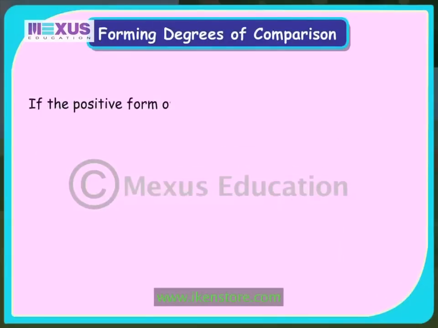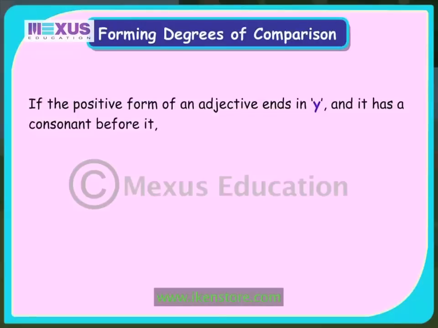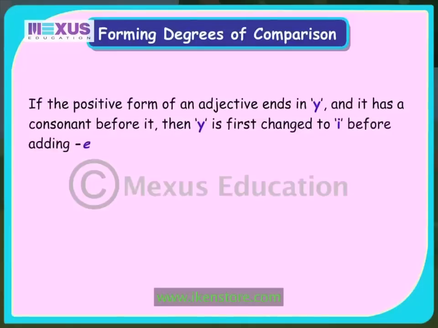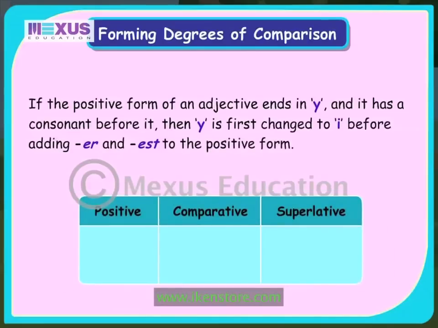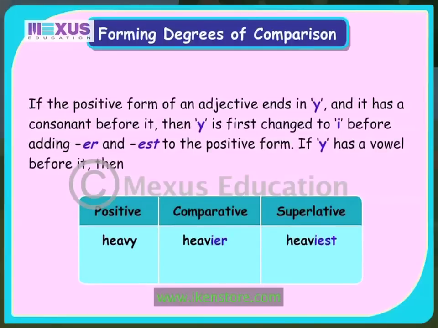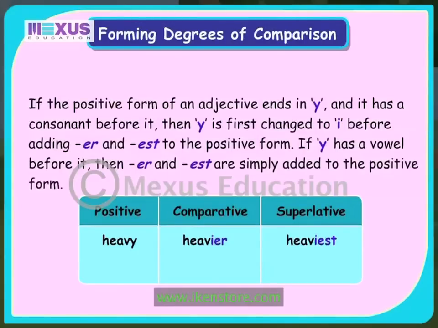If the positive form of an adjective ends in Y and it has a consonant before it, then Y is first changed to I before adding ER and EST to the positive form. For example, heavy, heavier, heaviest. However, if Y has a vowel before it, then ER and EST are simply added to the positive form. For example, grey, greyer, greyest.